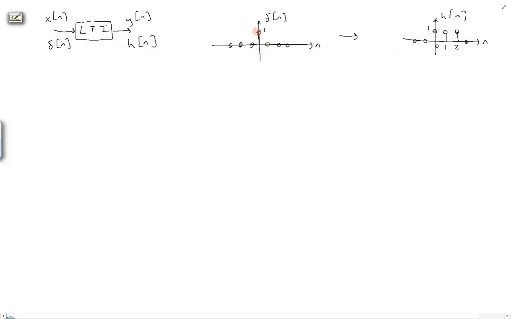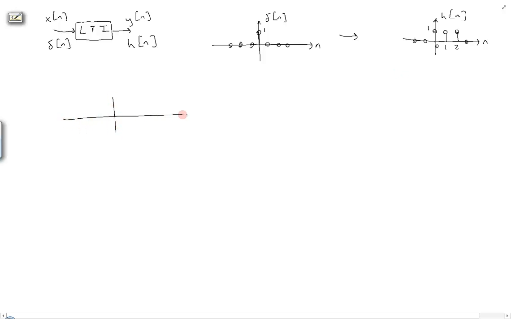We have an input of a delta, which is a single impulse of amplitude 1 at sample 0, and we see what its output is, the impulse response. The reason this is so powerful is that we can compose any signal x of n out of shifted and scaled versions of the delta function. Since the system is LTI, we know that the output is going to be the same shifts and scalings of the impulse response. So let's analyze this through a pictorial example.